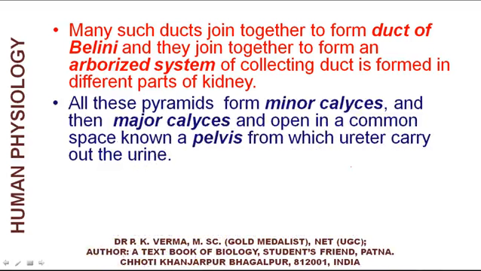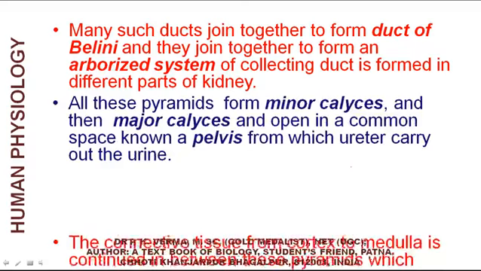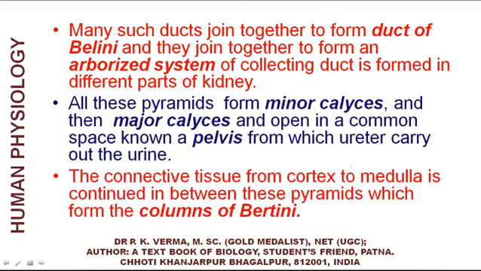All these pyramids form minor calyces and then major calyces and finally open in a common space known as the pelvis, from which the ureter carries out the urine. The connective tissue from the cortex to the medulla continues in between these pyramids and forms the column of Bertini.